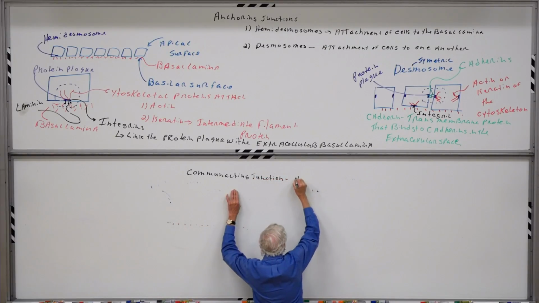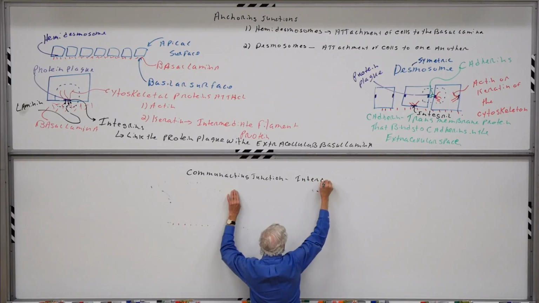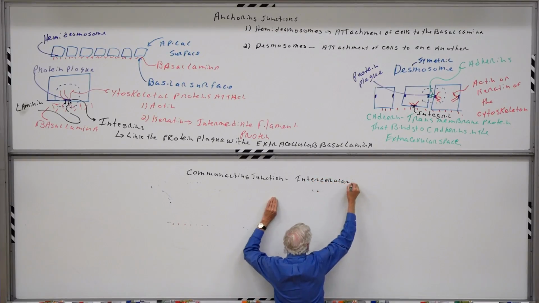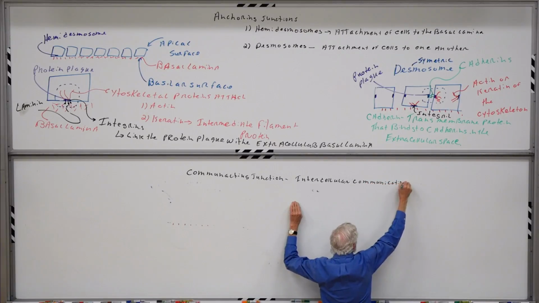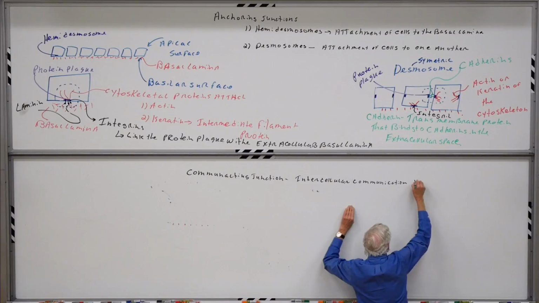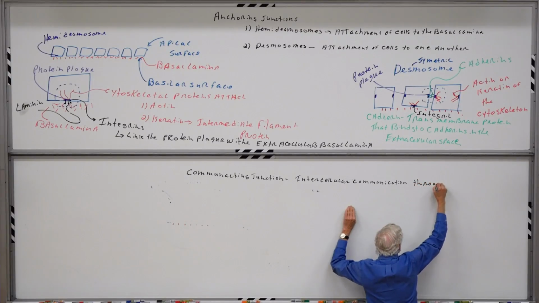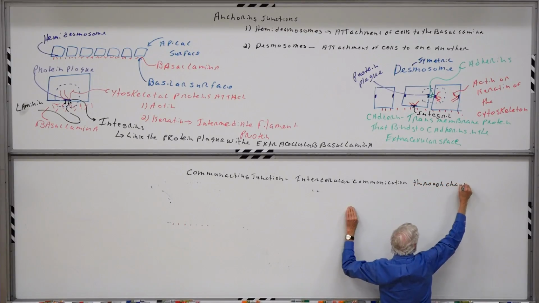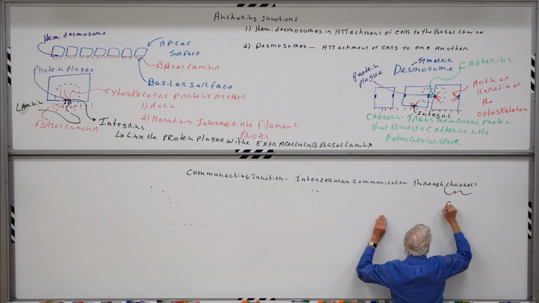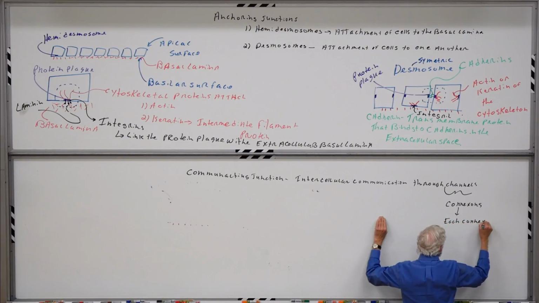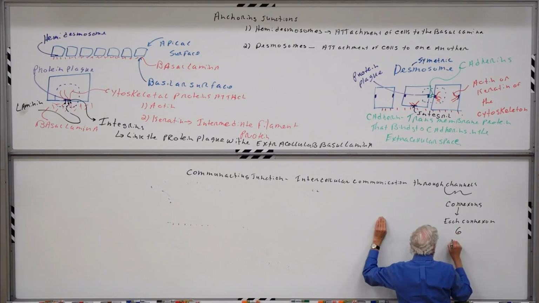So the term communicating junction refers to intercellular communication through channels. We're going to give these channels a name. They're going to be called connexons. And we're going to see each connexon contains 6 connexins.